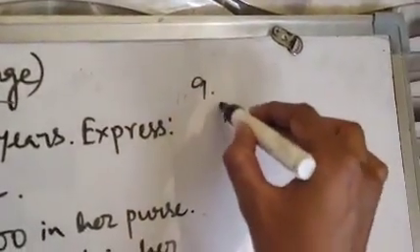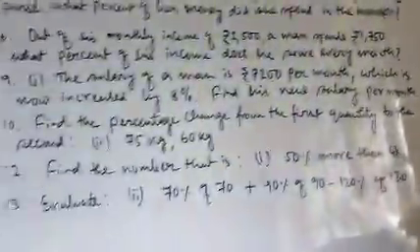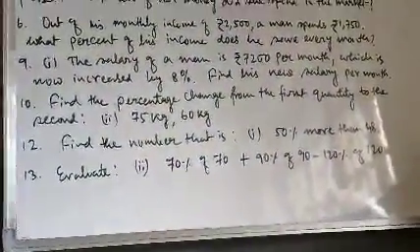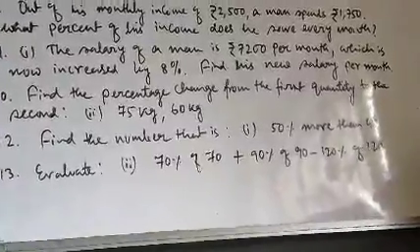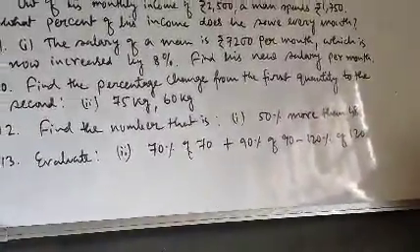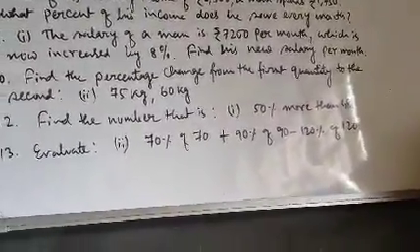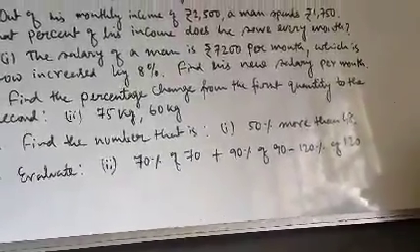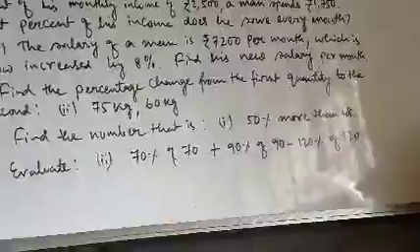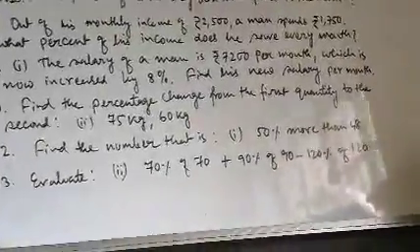Question number 9, part 1. The salary of a man is rupees 7200 per month, which is now increased by 8%. Find his new salary per month. So initially the man has a salary of rupees 7200 per month, which is increased now by 8%. After increasing, we have to find out the new salary.